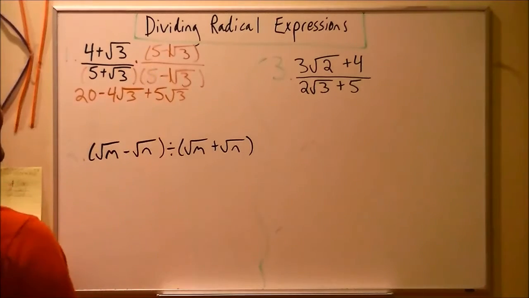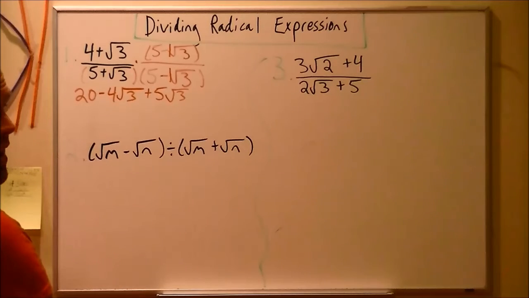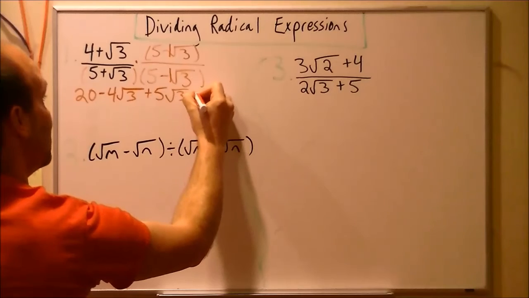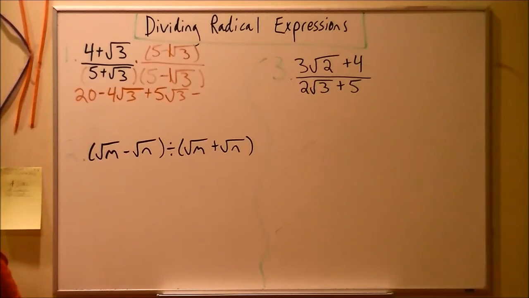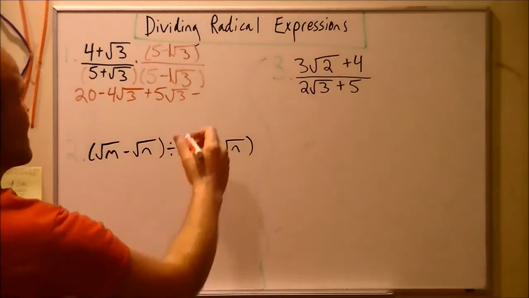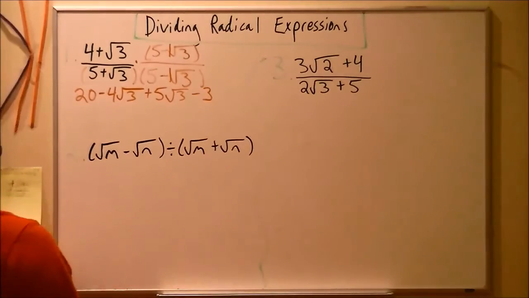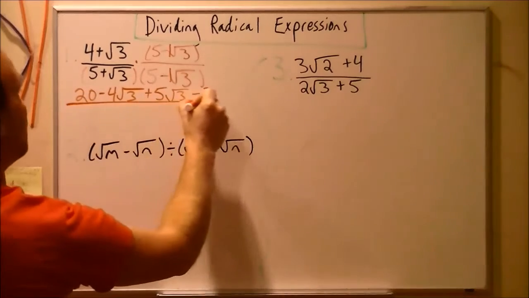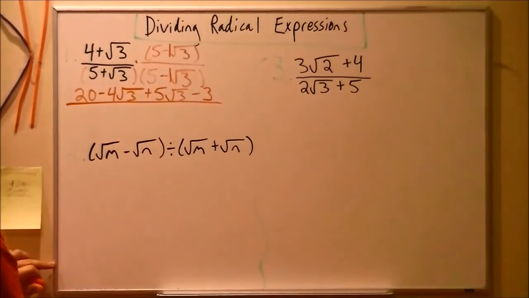The square root of 3 times the negative square root of 3 is going to be negative square root of 9. Well, what's the square root of 9? That's 3. So let's just go ahead and simplify that. So we good with that so far? 20 minus 4 square root 3 plus 5 square root 3 minus 3. Now we're going to put all of that over the bottom, the denominator.